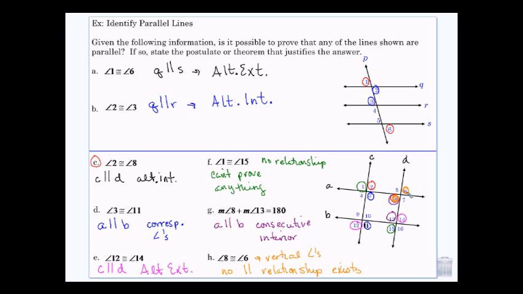So vertical angles don't prove anything, and angles that are not touching each other don't prove anything. Or not touching each other, I'm sorry, not touching the same line. You can only have corresponding angles, alternate exterior, alternate interior, or same side consecutive interior that add up to 180. Anything else doesn't prove anything at all. So there's only the 4 ways to show that 2 lines are parallel.